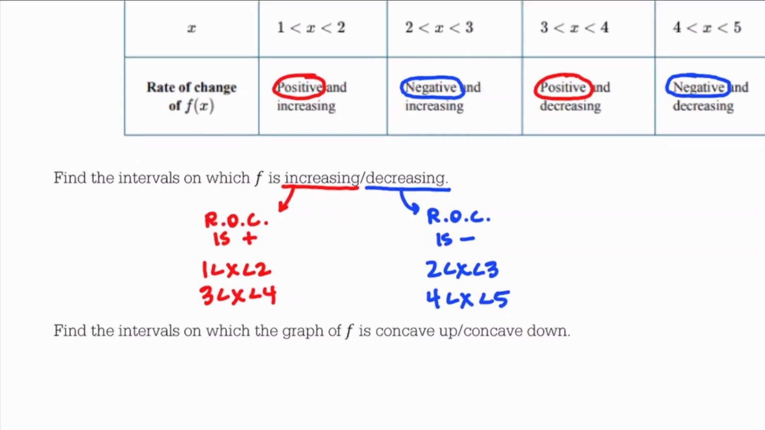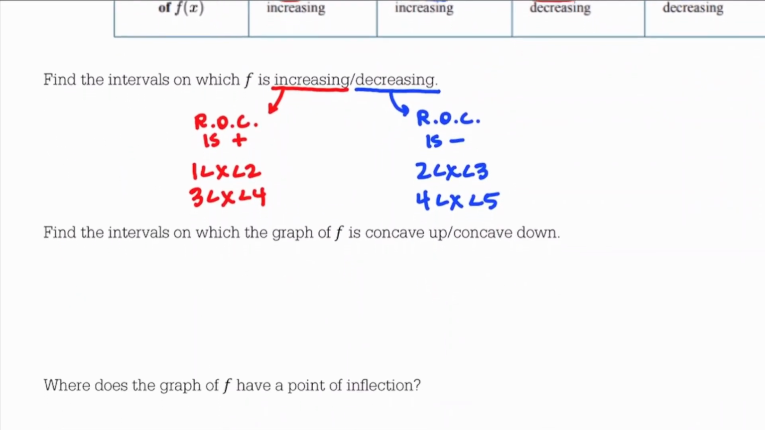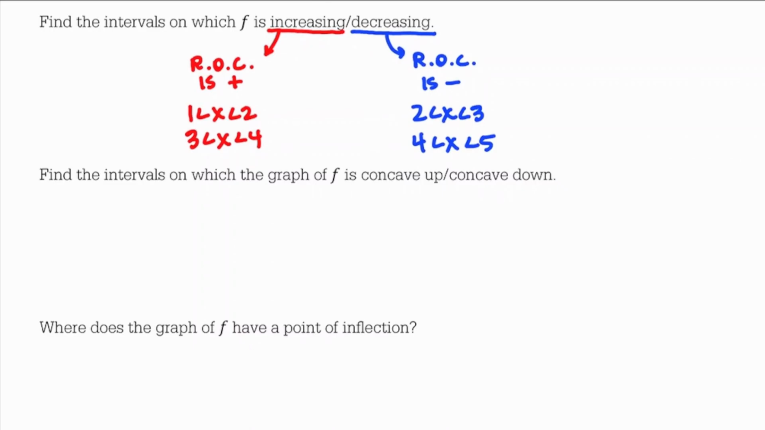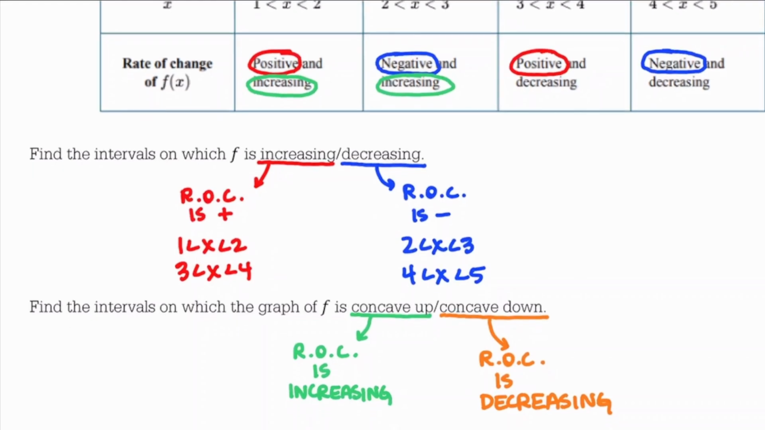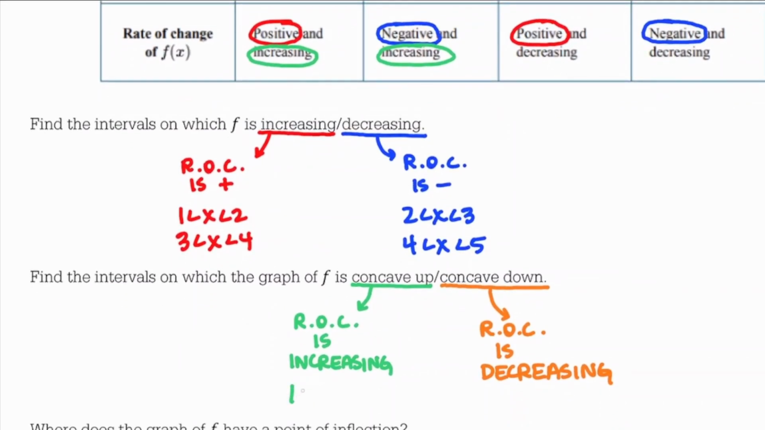Find the intervals on which f is concave up or concave down. So I just have to remember the definition of concave up and concave down in terms of the rate of change. Concave up is rate of change increasing, and concave down is rate of change decreasing. And we'll just look for that in the table. Rate of change is increasing here and there, and just those two. So from 1 to 2 and 2 to 3, we get to say 1 to 3. I think that would be all right. So 1 is less than x and x is less than 3.